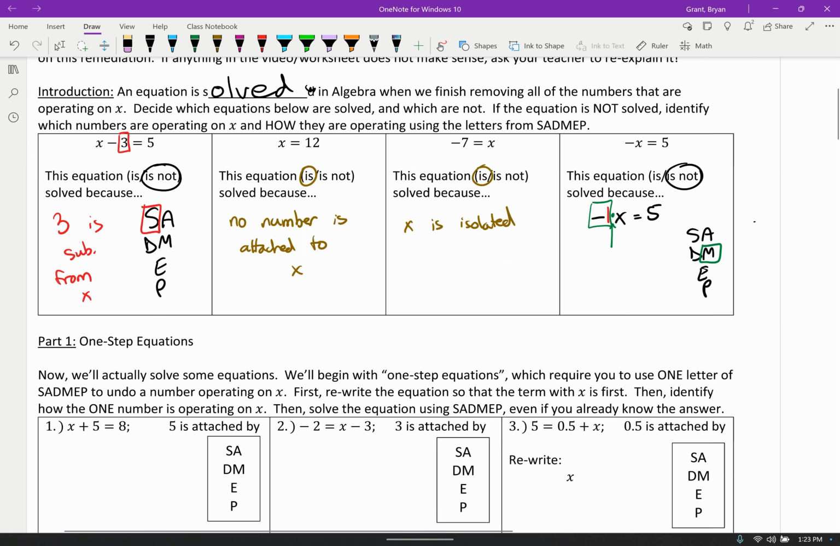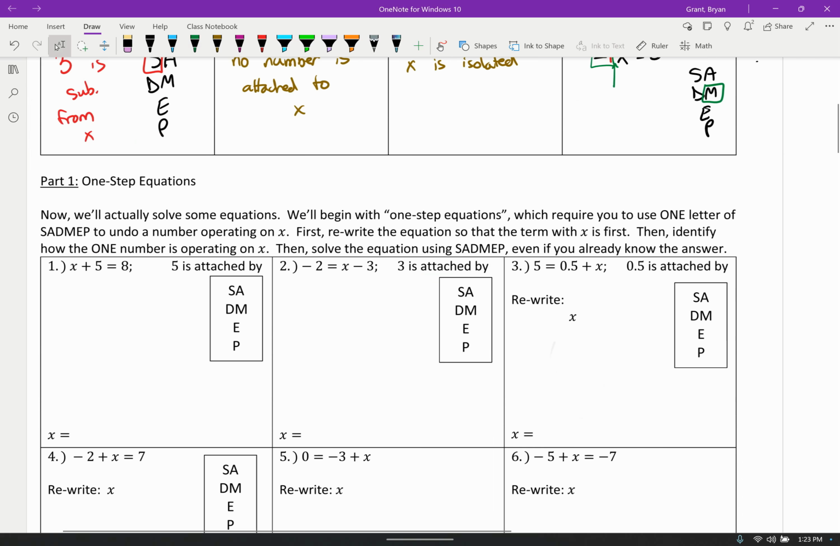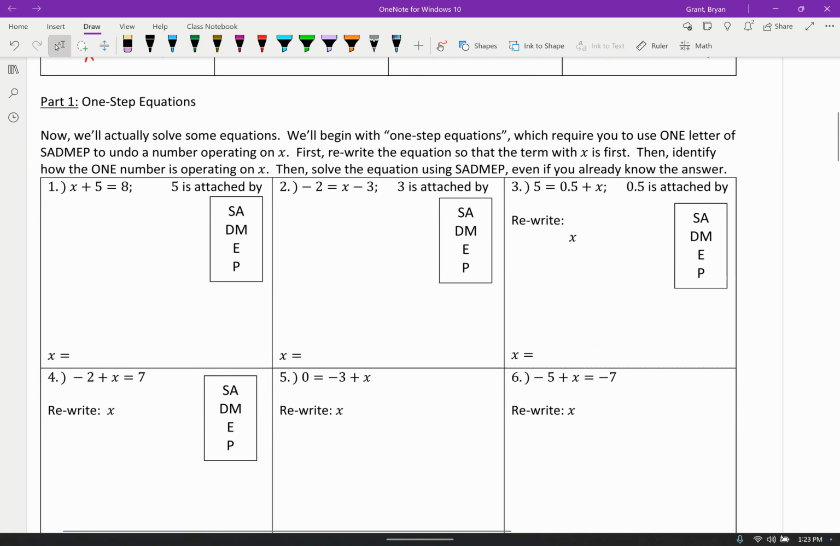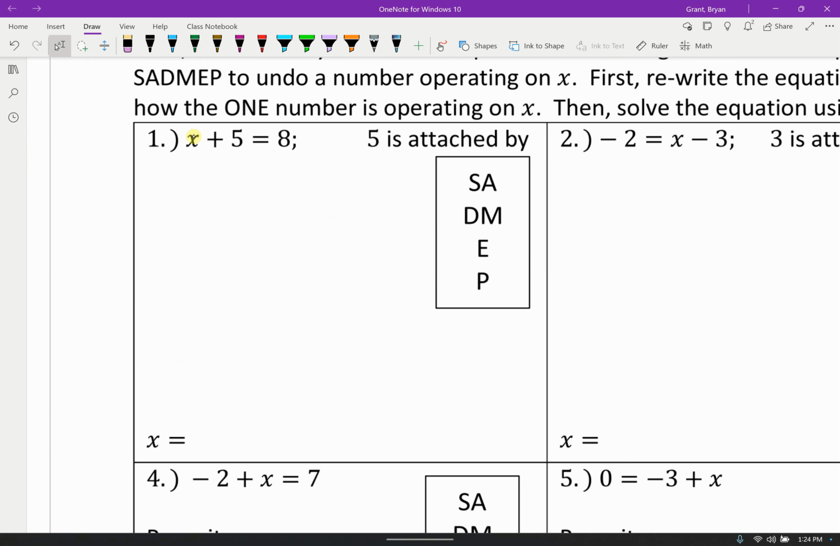All right, well, that's enough for our introduction of how do we know if an equation is solved or not. Let's actually get into solving these equations. It's important to realize when we solve an equation that a lot of times, you will be able to look at the equation and know the answer, right? And you probably should use that strategy on some easier equations. For example, on this first equation, it says, what plus 5 is 8?